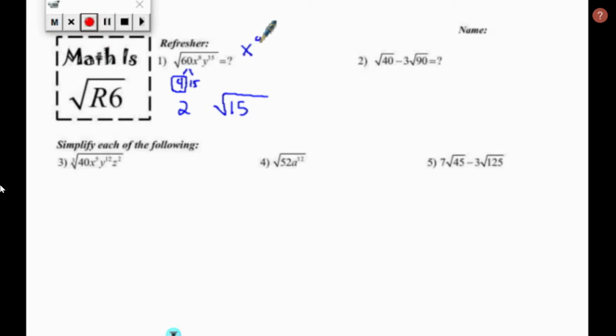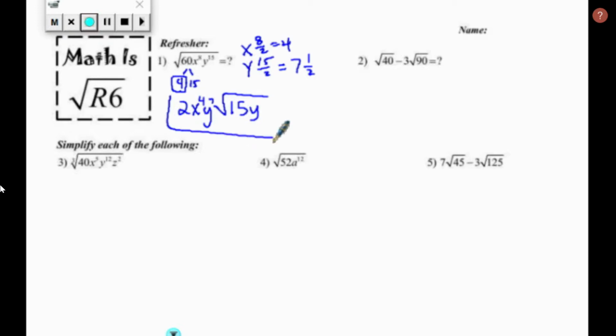So I have x to the 8 divided by 2 is going to be 4. So I know I'm going to bring all 4 of my x's out to the front, and then I'm going to be left with y to the 15 over 2, which is 7 and 1/2. So I'm going to have y to the 7 on the outside and just 1 y left on the inside.